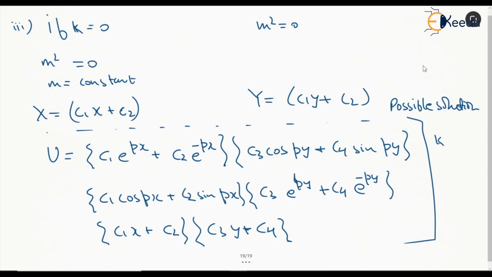For k being positive, k being negative, and k equal to 0, right? So this is how we see the Laplace equation.